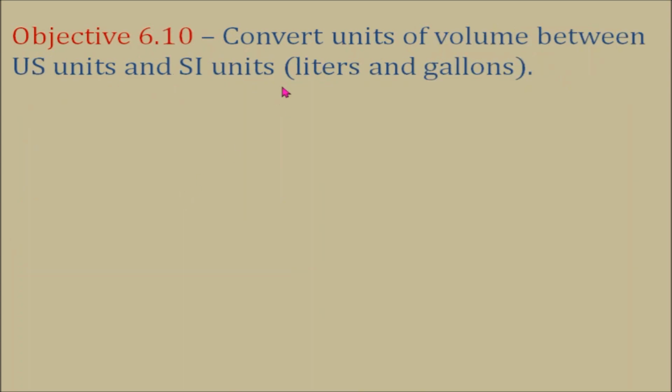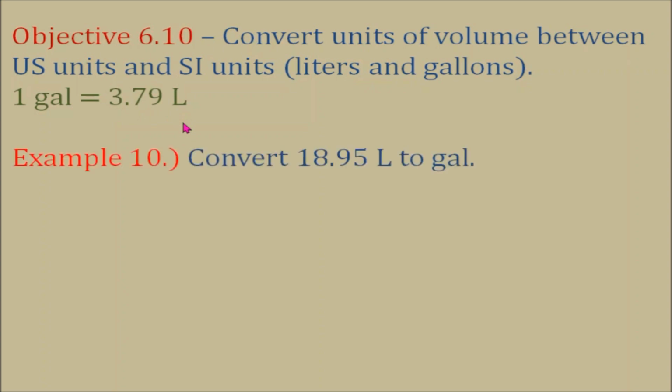Objective number 10. Convert units of volume between US units and SI units. And the units are liters and gallons. So this is our conversion factor. 1 gallon equals 3.79 liters.